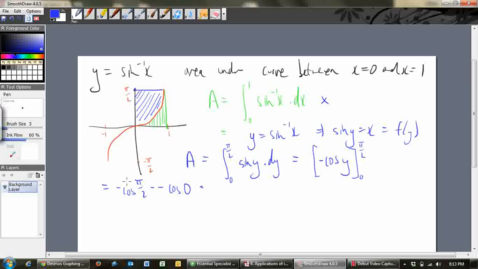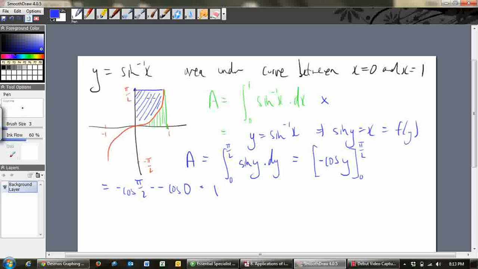And so that's equal to negative cos pi on 2. Well, cos at pi on 2 is equal to 0, so that's just all equal to 0. And then plus cos of 0, which is just 1. And that's interesting, isn't it? This blue area there is just equal to 1 unit squared. So very, very interesting. There you go. There's the area there. That's not our answer.